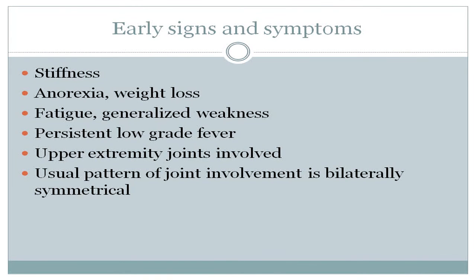Early signs and symptoms that we may see are stiffness, anorexia and weight loss, fatigue, generalized weakness. Again, remember, we're talking about something that's autoimmune. We're also talking about something that's systemic. So with rheumatoid, we're looking at the joints, but it's also affecting the person's system as well. They may have a persistent low-grade fever. The upper extremity joints are typically involved, and the usual pattern of joint involvement, again, is going to be bilaterally symmetrical.